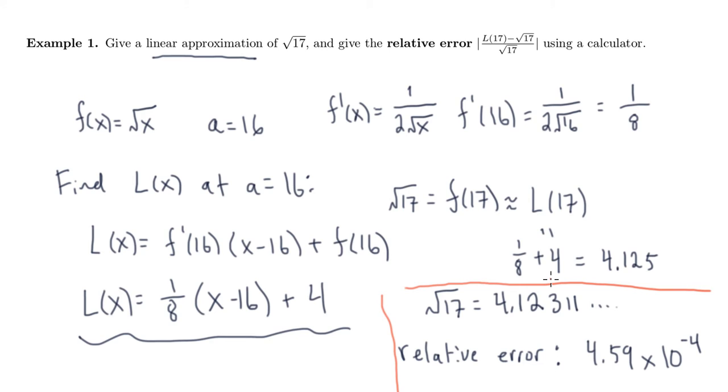Just using a value near 17 that we know the square root of and the derivative of square root of x. So this is the idea of using the linear approximation, or really the derivative, the rate of change, to approximate function values near a given value.